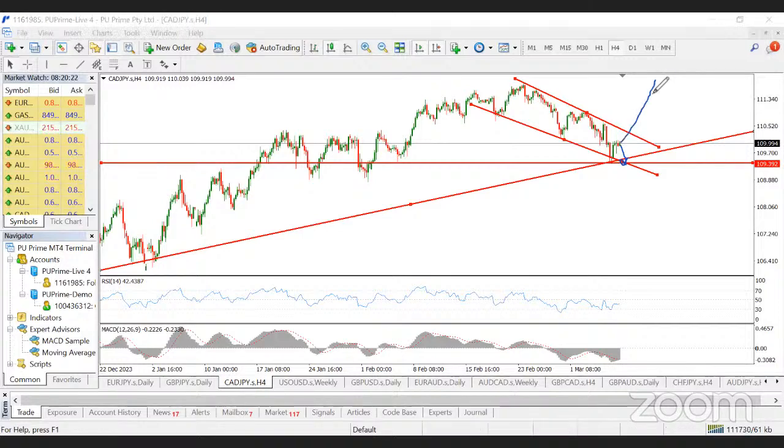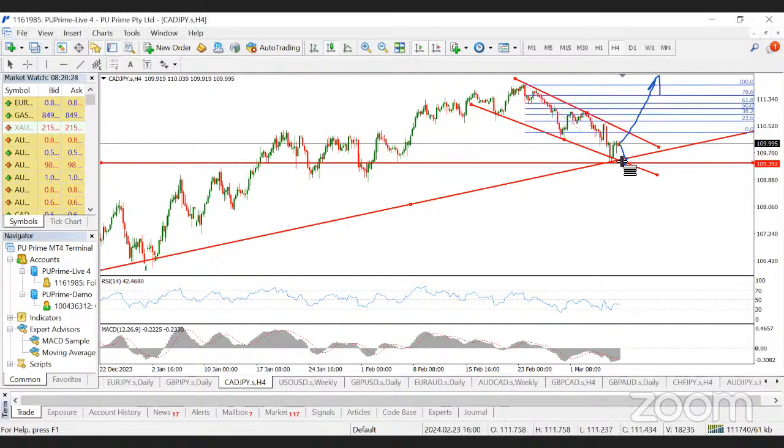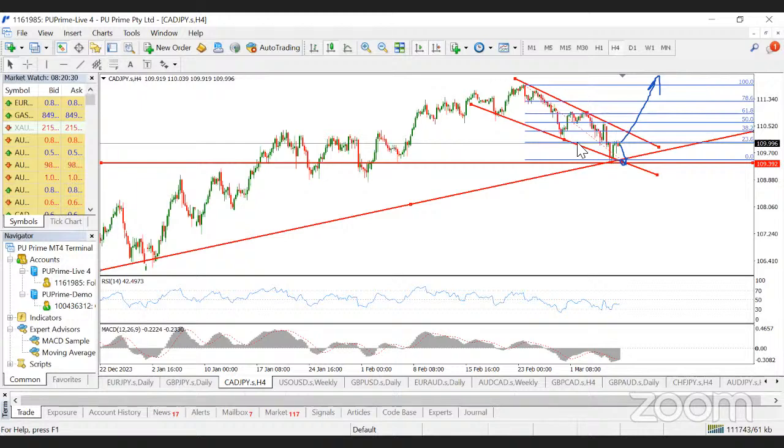If this one breaks out, it is a continuation that could give, on the average, let me get my crosshair, as much as Fibonacci 50 can net about 63 pips, to Fibonacci 61.8, about 80 pips, and it will go beyond that. That's more like a swing trade. But on the short term, we will have about 60 pips down to the support level.